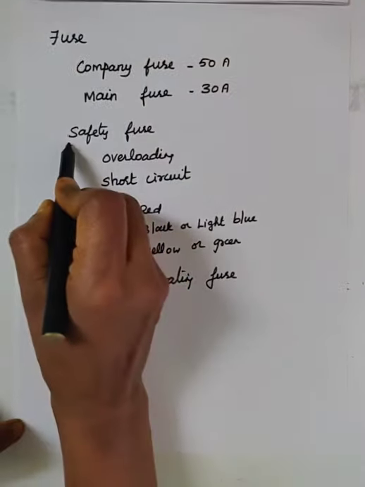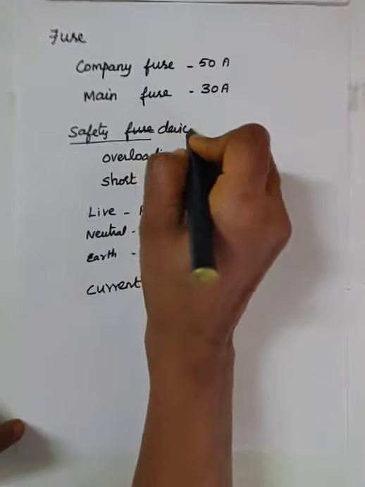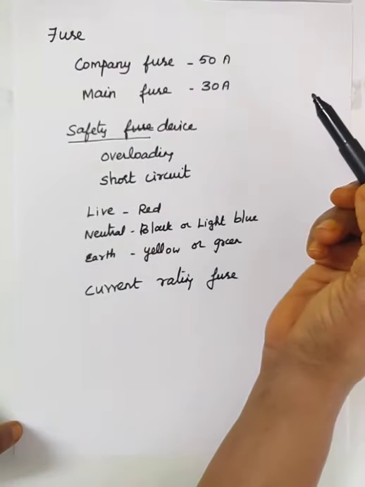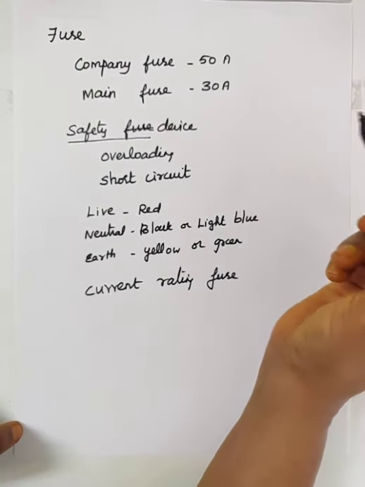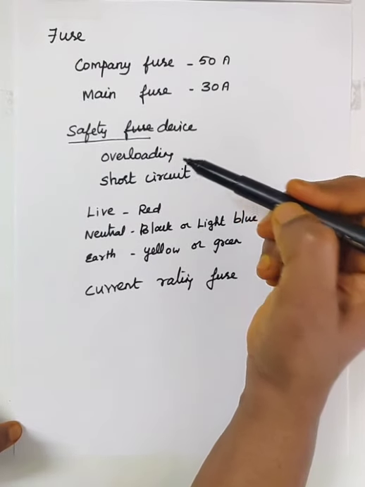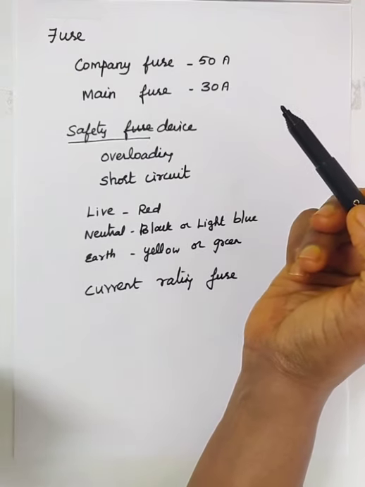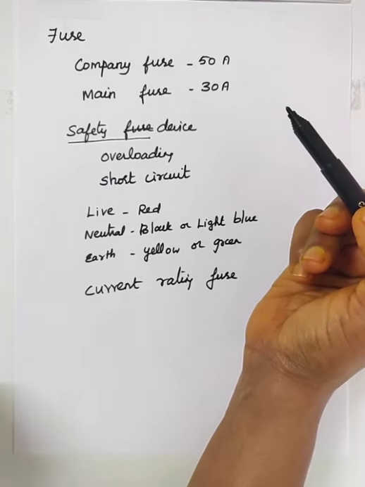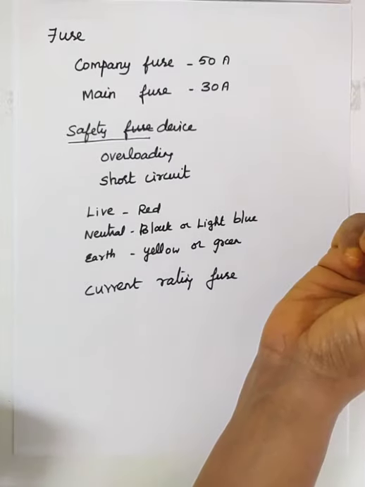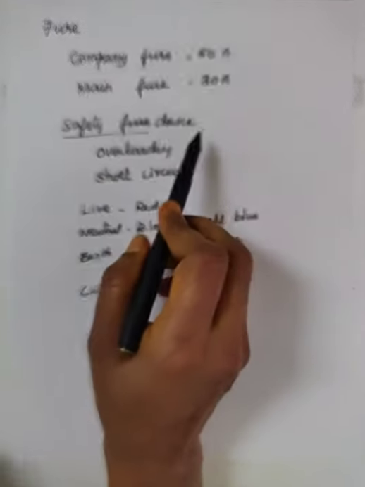So we call the fuse a safety device. Fuse is called a safety device because it safeguards the circuit and the appliance from being damaged due to overloading or short circuit. That means when the current exceeds the permissible limit, the fuse gets heated up, it melts, it breaks the circuit before the current reaches the appliance or the circuit. Thus it acts as the safety device.